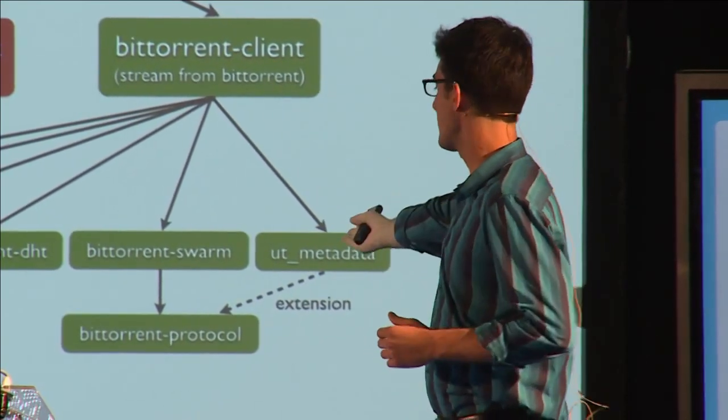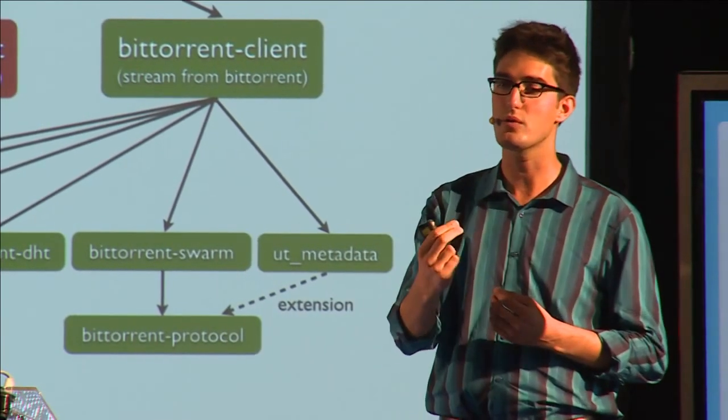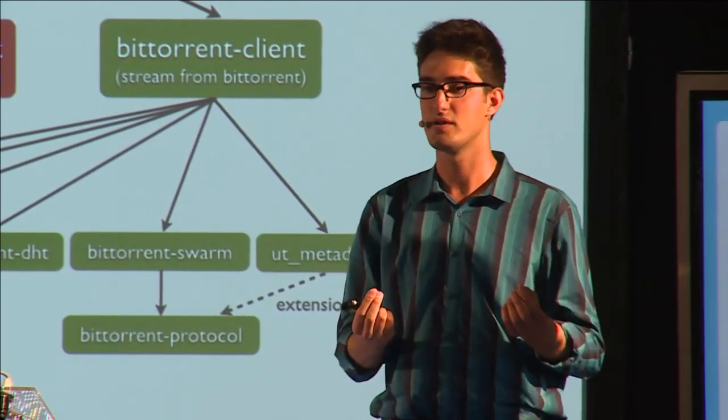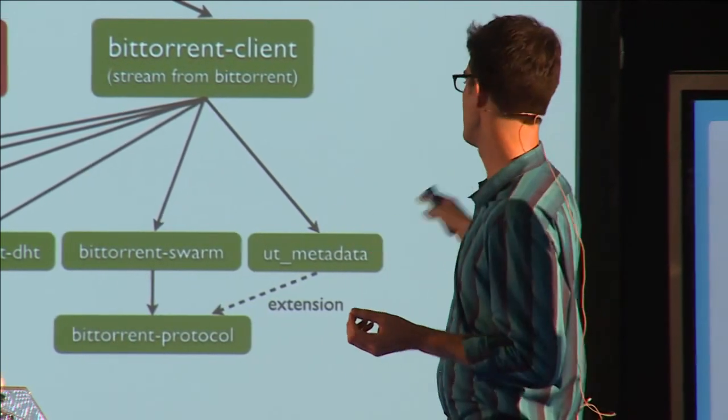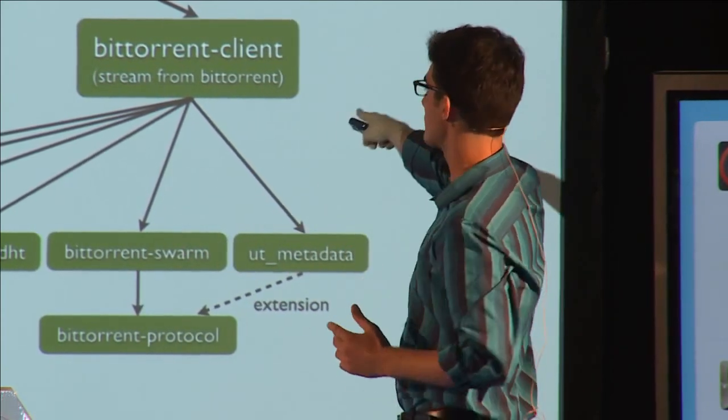And then we have this module BitTorrent protocol, which actually takes care of all the complexity of speaking the wire protocol, which is not JSON or anything that humans can read. It's this weird thing called Bencoding. And that takes care of all that for us. And so then these get all pulled together into this module called BitTorrent client.